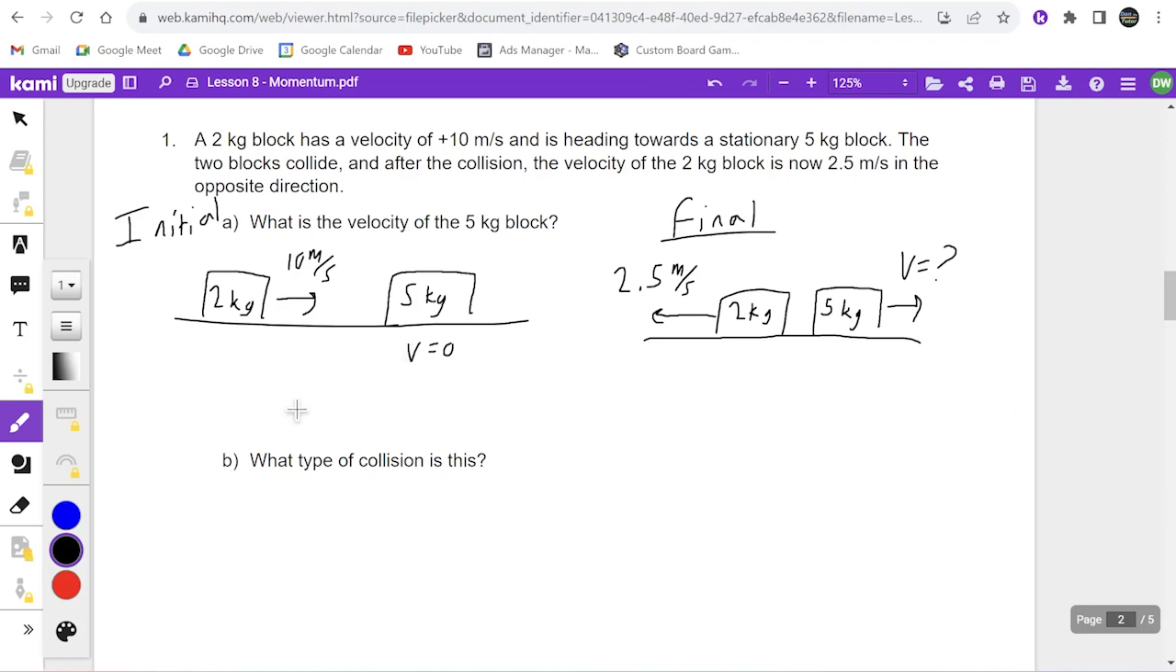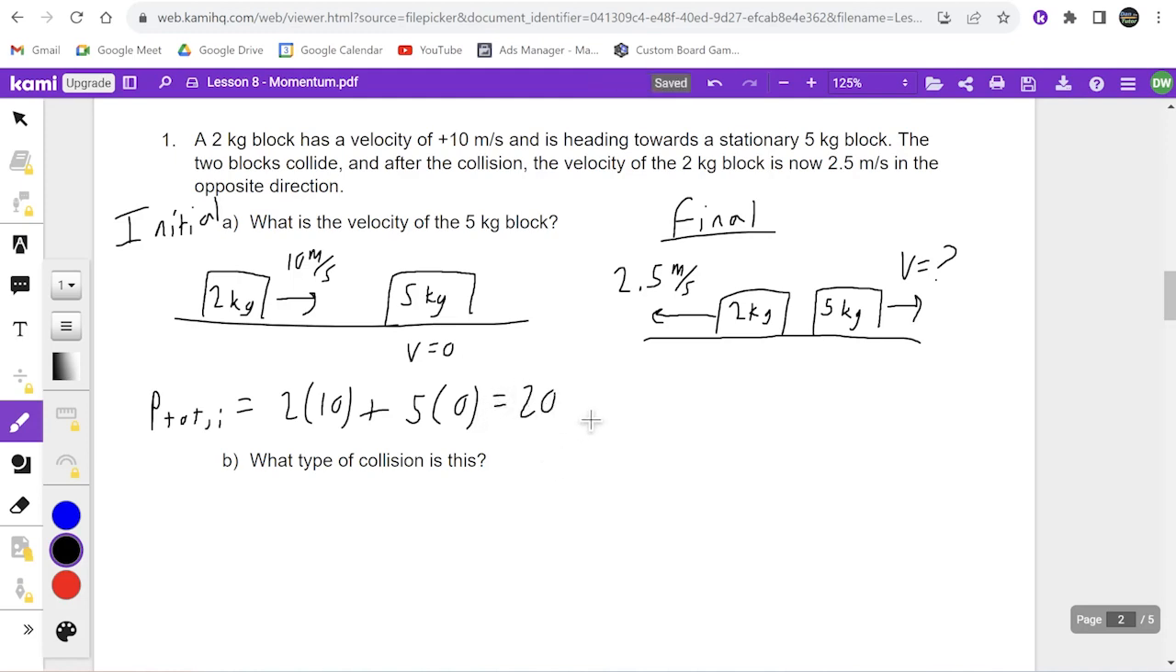So now I'm going to set up the equation that I said from earlier. I'm going to say P total initial, which over here, that's going to be the mass times velocity, which is 2 times 10, and a positive 10 because we're going to the right, plus for the 5 kilogram block, mass is 5, velocity is 0. Technically, I don't even have to write the 5 times 0 because anything times 0 is 0, but it's going to be 20 for the initial momentum.